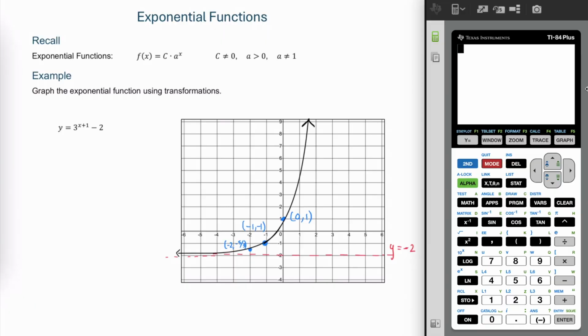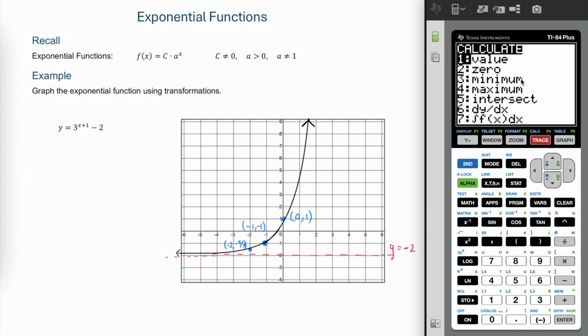Let's now check this answer on our graphing calculator by going to y equals. We'll input the exponential function 3 raised to the x plus 1 power, and then subtract 2. Then let's come over to our graph, and we see that our graph does appear to be correct, but let's check our points of interest by going second calculate, hitting the second button, selecting the calculate feature, and we'll look for number 1 in that menu, second calculate value.